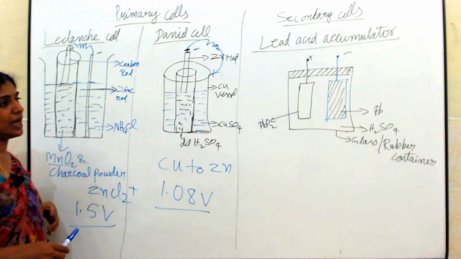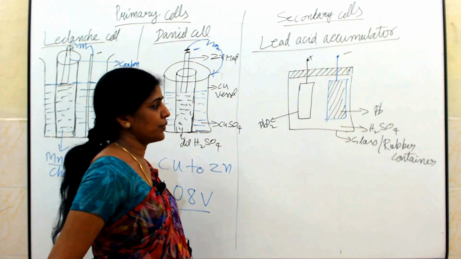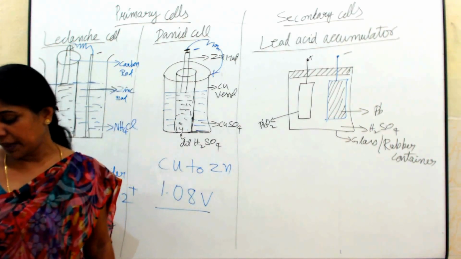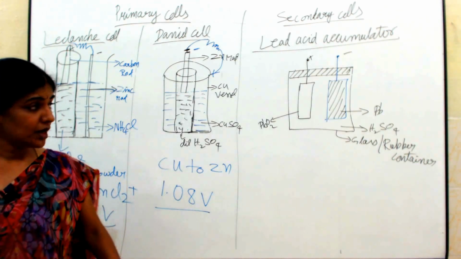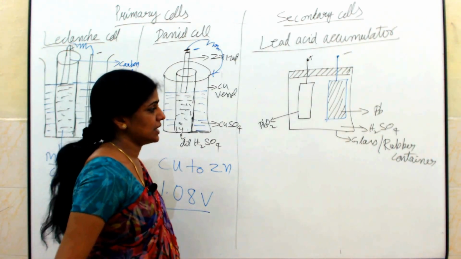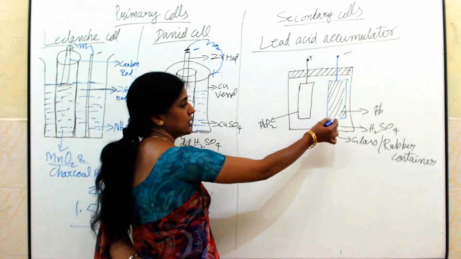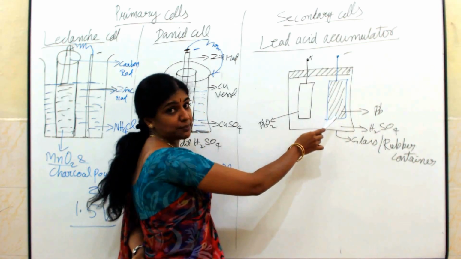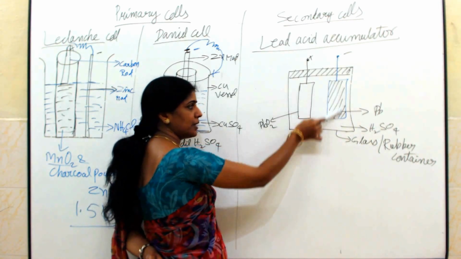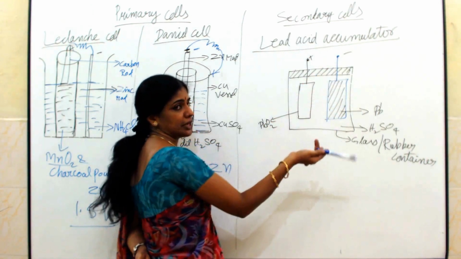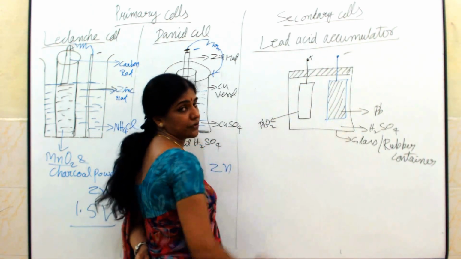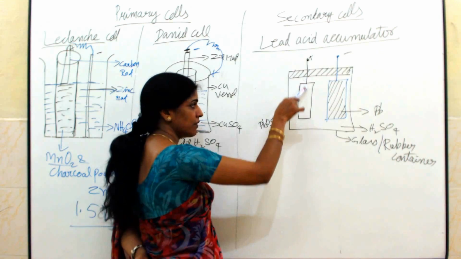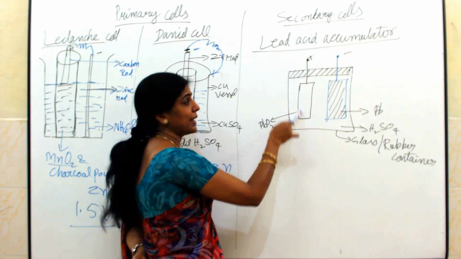Here also the same reactions will happen. This lead, due to an oxidation reaction, will produce Pb++ ions and 2 more electrons. These electrons will be deposited on the cathode, making it negative. The spongy lead reacts with H2SO4, producing Pb++ ions and 2 electrons, making this rod negative. This PbO2 also reacts with sulfuric acid, producing Pb++ ions and H+ ions. These H+ ions will be deposited on this rod, making it positive.